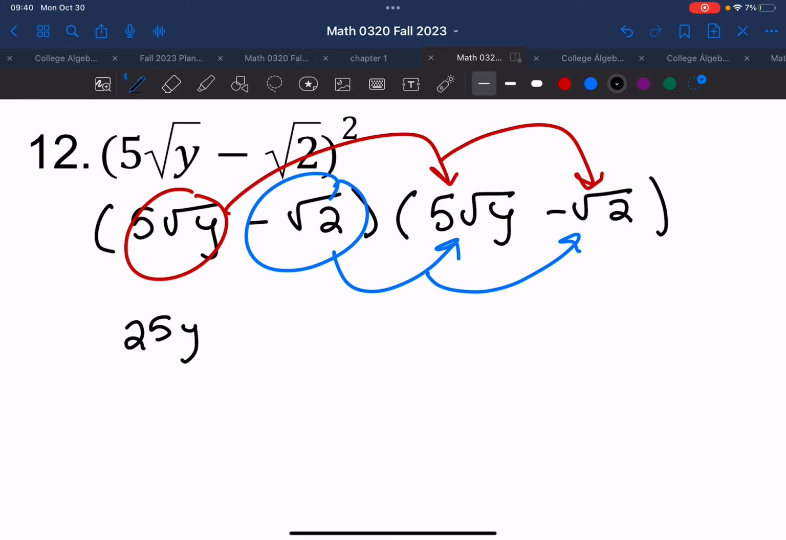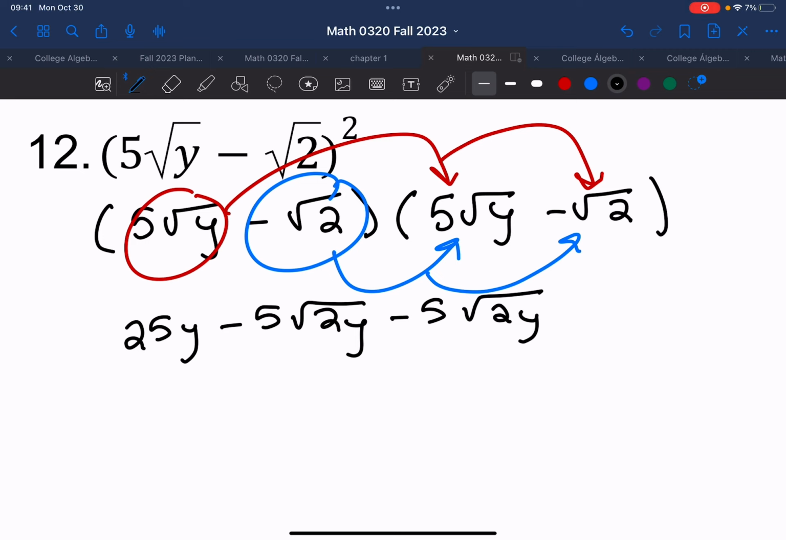Okay. Then I have 5 square roots of y times negative square roots of 2. So I'm going to do 5 times the negative, which is negative 5. And what's going to be under my square root? 2y. Okay. Next part, I have negative square roots of 2 times 5 square roots of y. So I have negative times 5, which is negative 5. And what's under my square root? So just positive 2y, because that negative went to the 5.